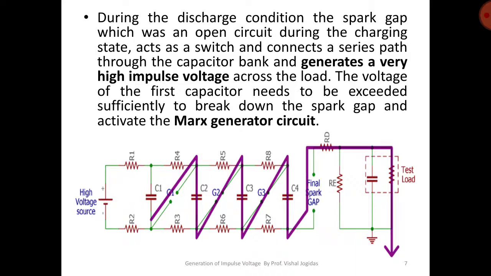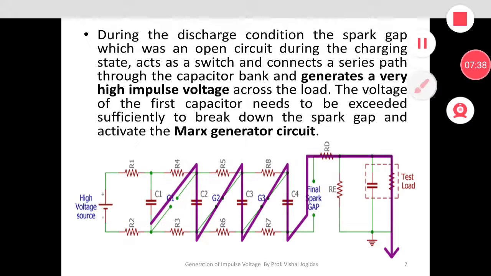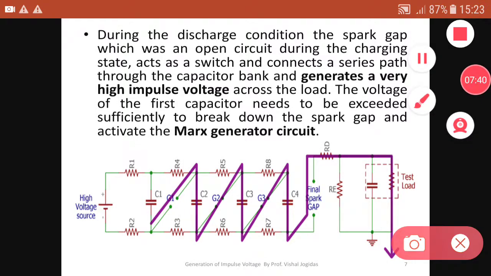During the discharge condition, the spark gap, which was an open circuit during the charging state, acts as a switch and connects a series path through the capacitor bank and generates a very high impulse voltage across the load. The voltage of the first capacitor needs to be exceeded sufficiently to break down the spark gap and activate the Marx generator circuit. Here in the purple line we have shown how the Marx circuit is working.